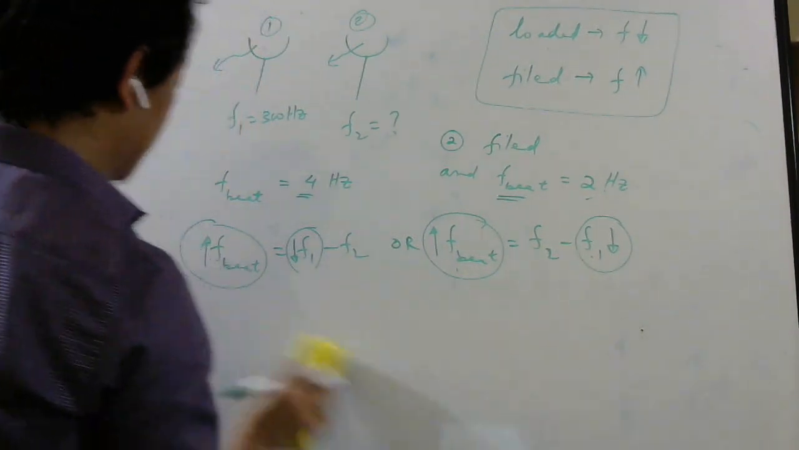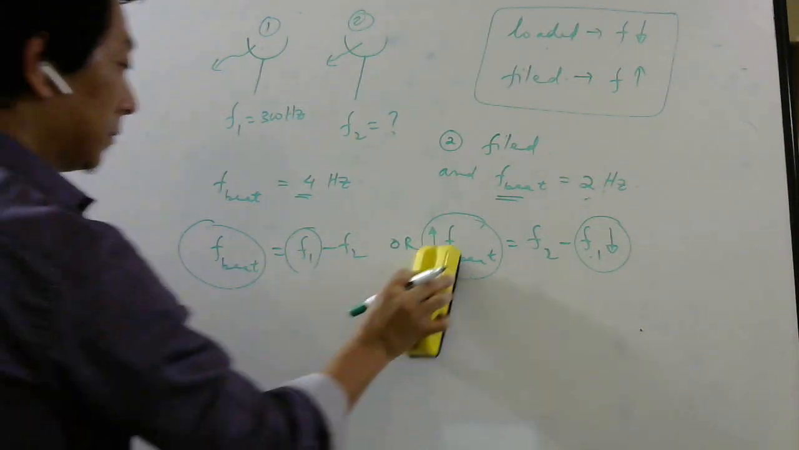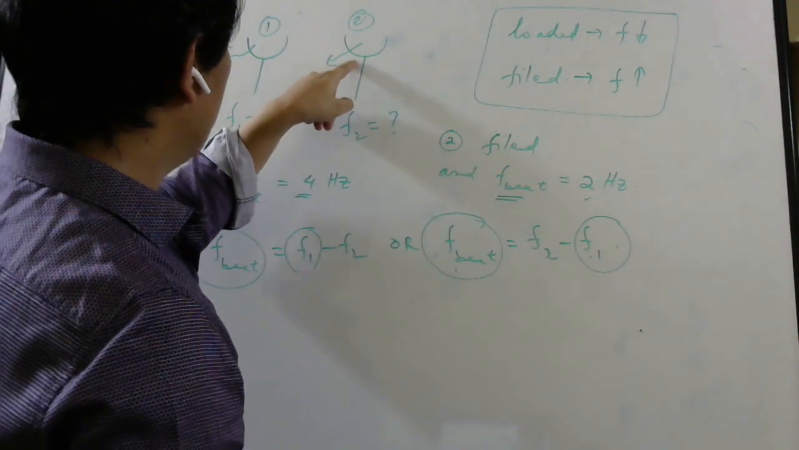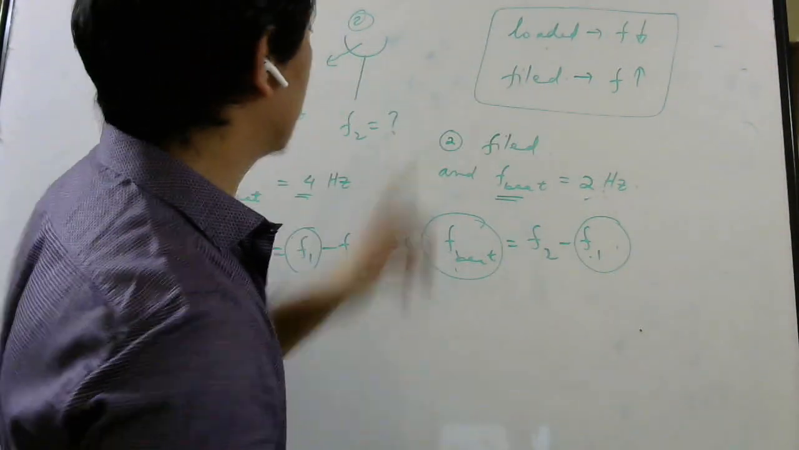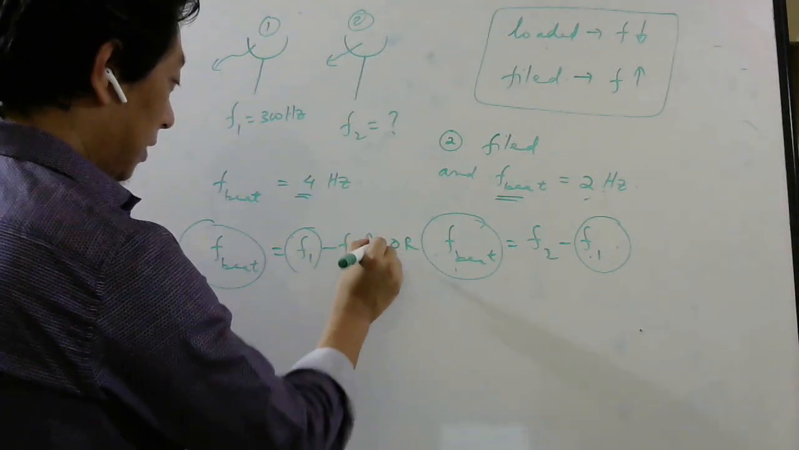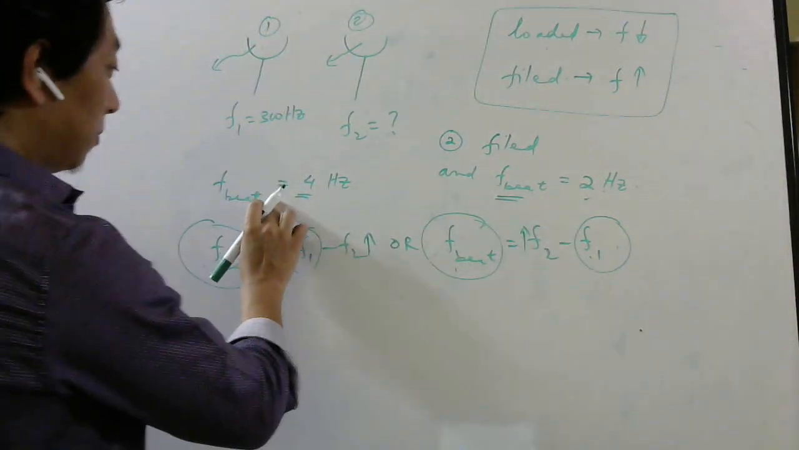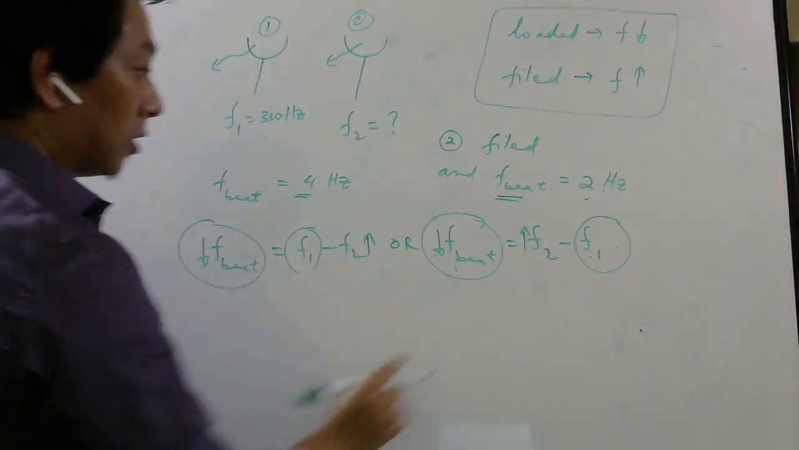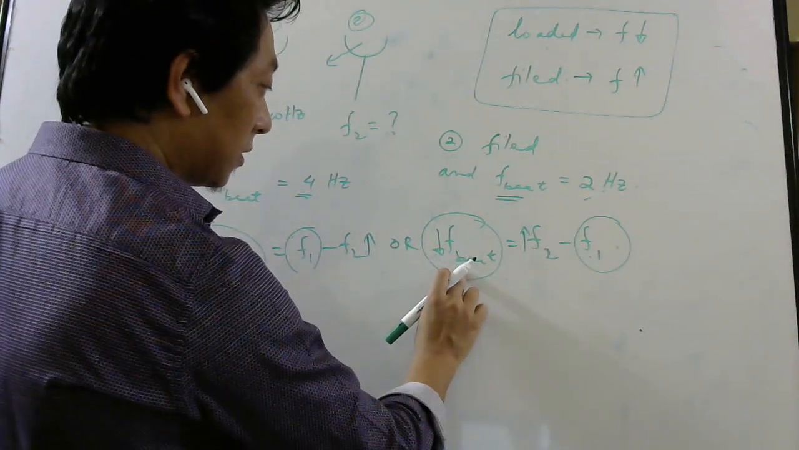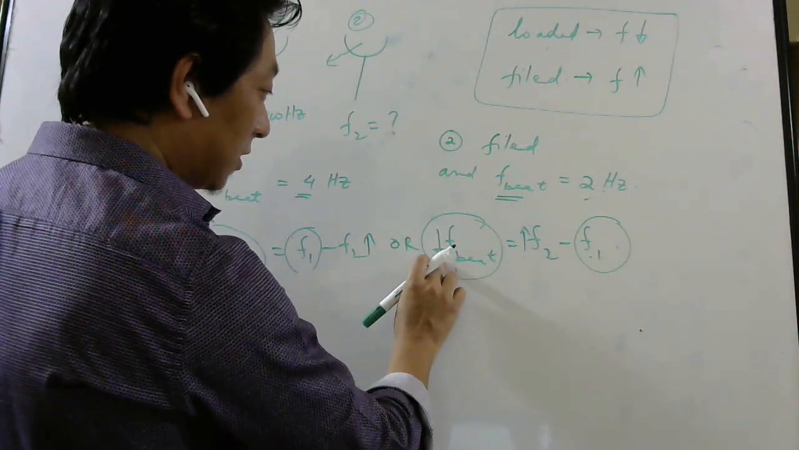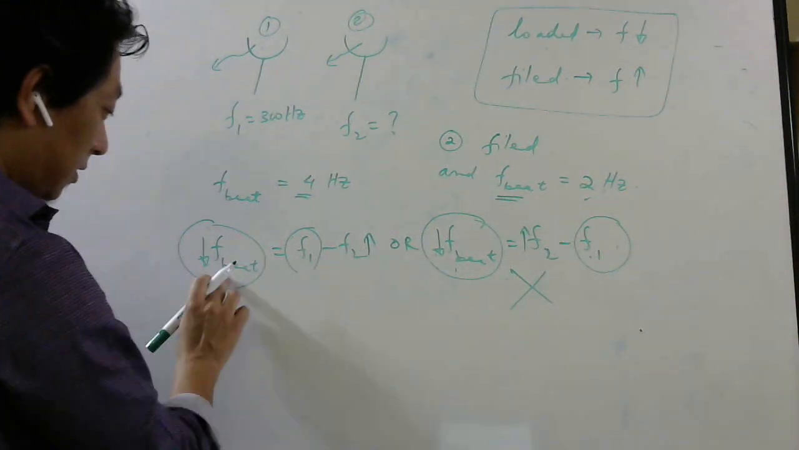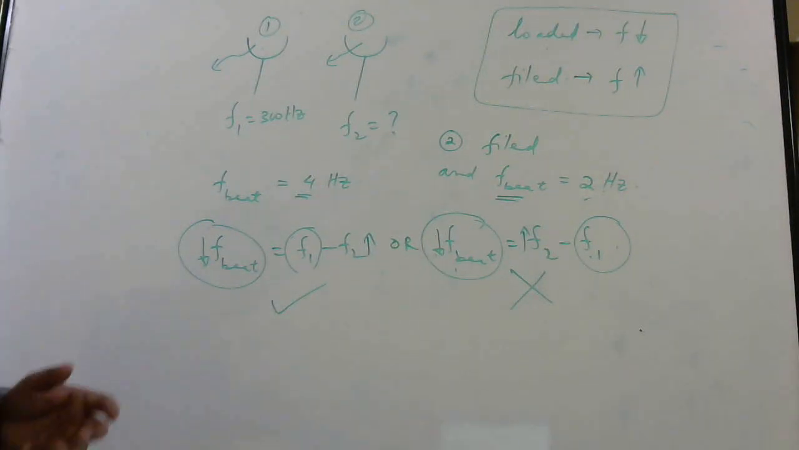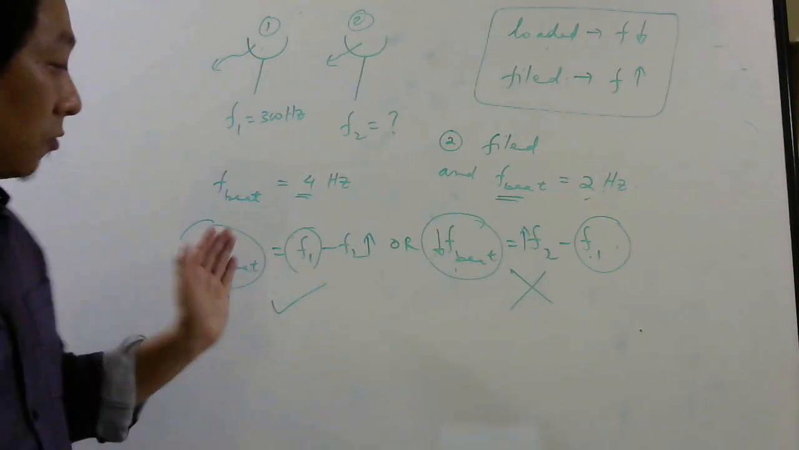Forget the errors right now. Let's understand. If tuning fork number 2 is filed, then the frequency of number 2 will increase. So F2 will increase. According to the problem, beat frequency which was 4 has become 2. So beat frequency has decreased. Now, if this increases, this will also increase. But here, according to the question, it is decreased. So this cannot be right. Here, if this increases, this will decrease. This is correct. So this formula you should use. That way you should be able to decide which formula to use.